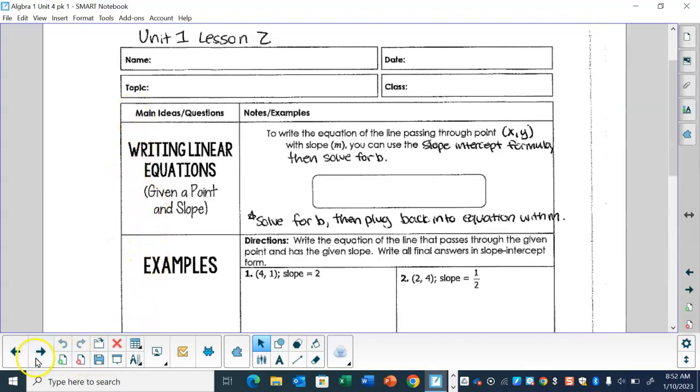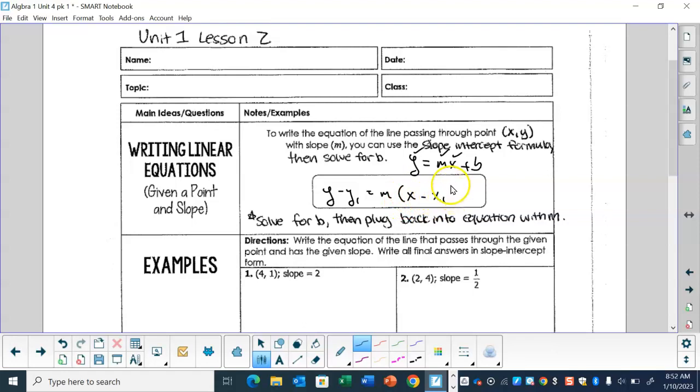So there are actually two ways of doing this, and I'm going to show you both very quickly. The first way is to take y equals mx plus b. You have a slope, a y value and an x value, and you can solve for b. The other way is the point-slope formula: y minus y1 is equal to m times x minus x1. Both of these are just as effective.